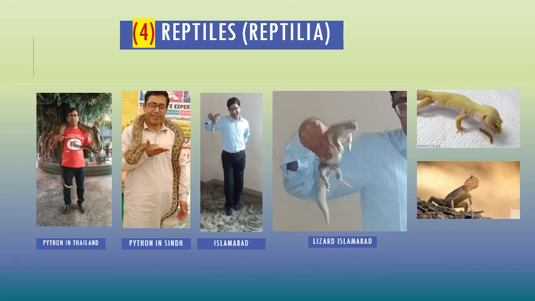Reptiles, you know, turtles, snakes, crocodiles, lizards, are also cold-blooded animals, but they are air-breathing animals. Even some reptiles like turtles must come to the surface to breathe. They lay eggs out of the water under protected shells.